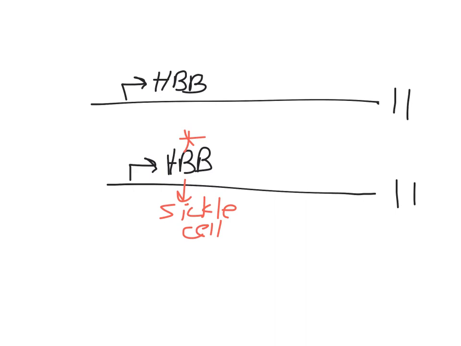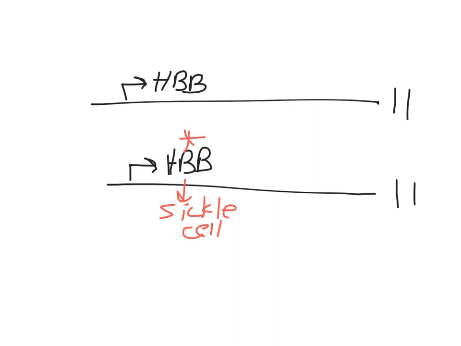So those are 2 alleles, 2 different versions of the HBB gene. They differ based on a mutation. A take-home point then is that for something to be called an allele, there has to be a genetic difference. That's how we define versions of genes, different sequences.